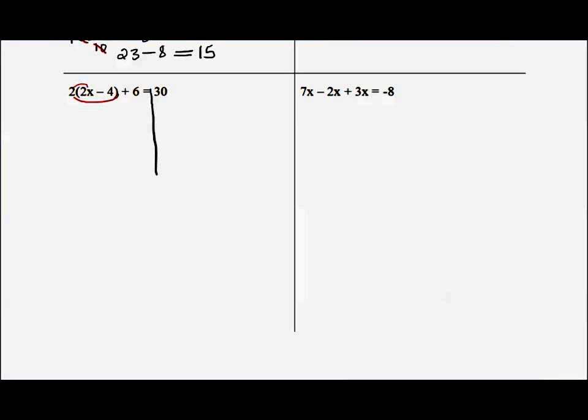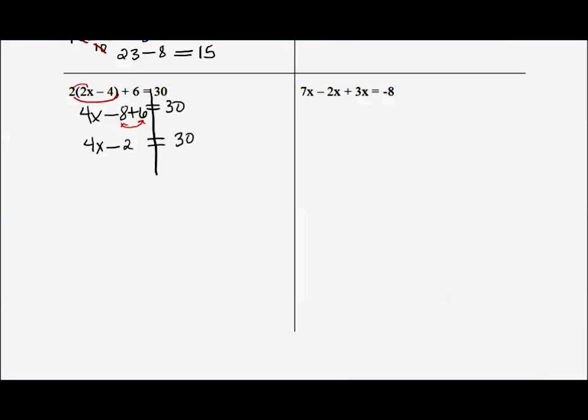So when I do that, that gives me 4x minus 8 plus 6 equals 30. Well, now I look and I still have like terms. Now I have like terms that I can combine. So let's rewrite what we have after we combine the like terms. That's 4x. Now I have this negative 8 plus 6. That's going to give me minus 2 equals 30.